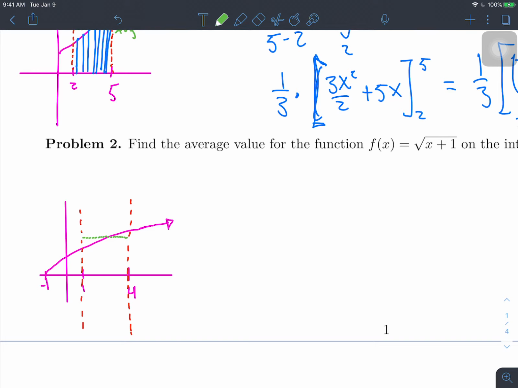So what we should really do is take the integral from 1 to 4 of f of x dx, and we should divide that by the length of the interval. In other words, I'm going to multiply by the reciprocal: 1 over b minus a, that should be 4 minus 1.